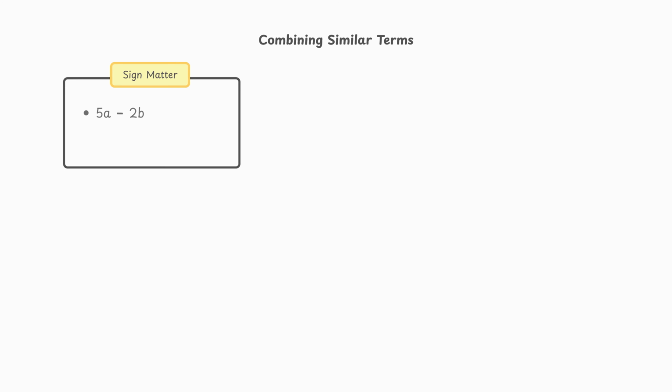Before we start adding or subtracting algebra terms, there are a few important rules we need to understand. First, let's look at the box called sign matter. In algebra, the sign belongs to the term after it. So when we see 5a minus 2b, we can also think of it as 5a plus negative 2b. The minus sign is not floating around by itself. It belongs to the 2b, making it negative 2b. This is the same idea with numbers. 15 minus 8 can be written as 15 plus negative 8. So when we move terms around or combine them, we must always carry the sign with the term. This is very important because losing a negative sign can completely change the answer.